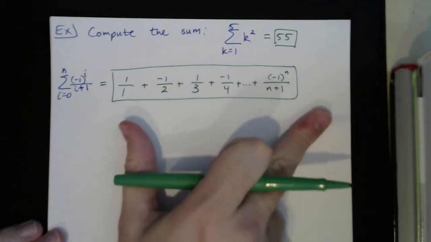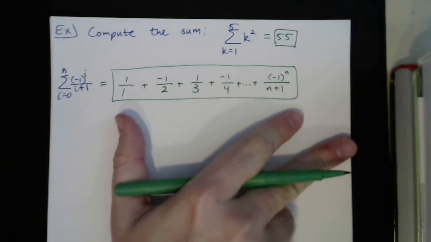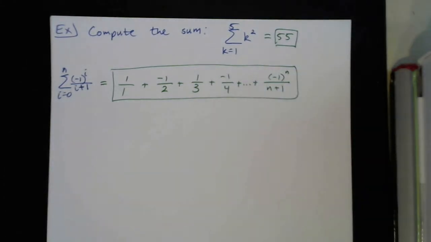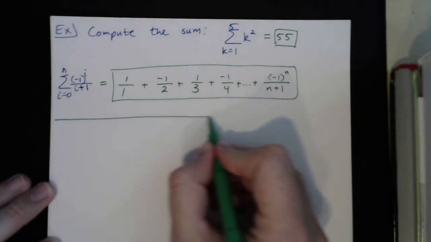And this would be our final answer here because we don't know what n is. So we just leave it like this. And we don't know what sign negative 1 to the n will take. So we leave it as negative 1 to the n. So just some basic summation notation expansion.